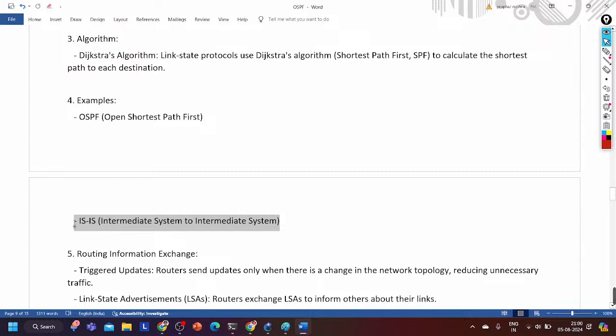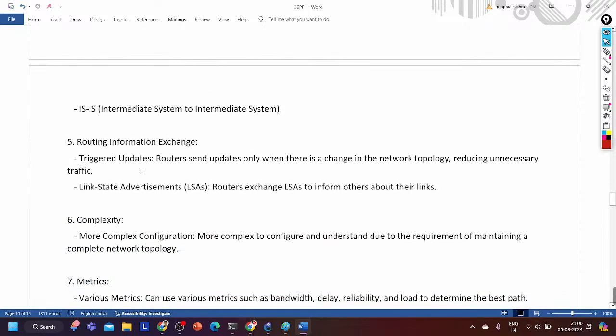Generally, we are using it in ISP's network, right? Service provider network. It is not for enterprises. Then routing information exchange. How are link state routing protocols going to exchange routing information? With the help of triggered updates.